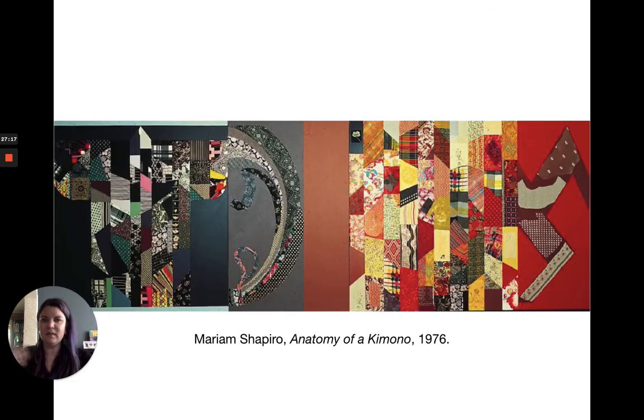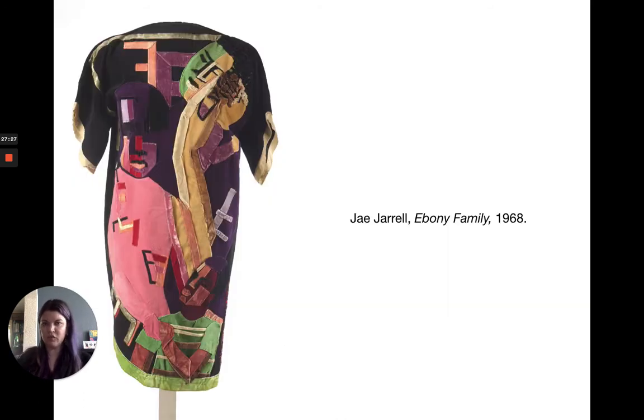To connect to this idea of using fabric collage and ideas from fashion and from wearable work like kimono, I want to connect to an artist who was doing this before Miriam Shapiro, and that's Jayrrell. Jayrrell was born in 1935. She did her MFA, her Master's of Fine Arts, at the School of the Art Institute of Chicago, which is an extremely famous, reputable school. She is an artist. She's also a fashion designer. And she was very involved with the Black arts movement in the 1960s.